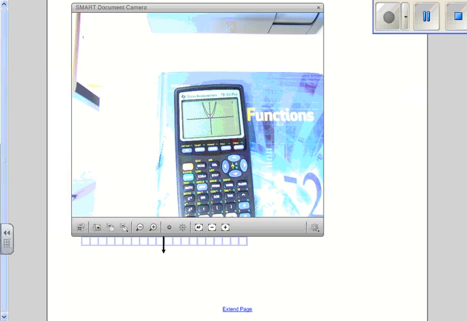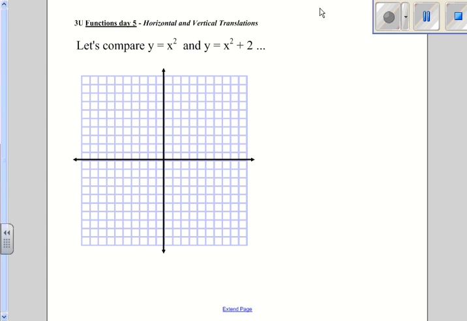So there's the first one, and there's the second one, and you can see that one is exactly 2 higher than the other. So we're going to draw that. Y equals x squared. I can eyeball this fairly well. Not bad for an old lady. Okay, and it mirrors on the other side. There's y equals x squared.